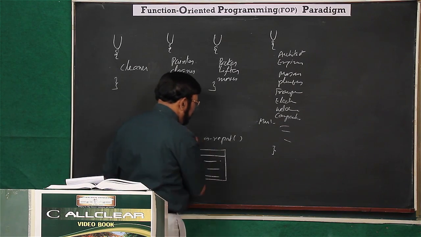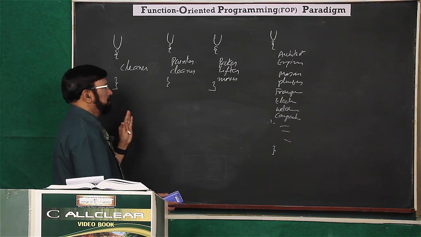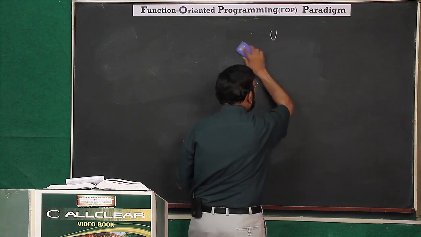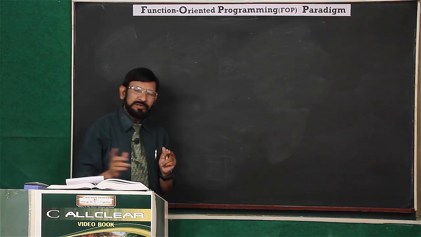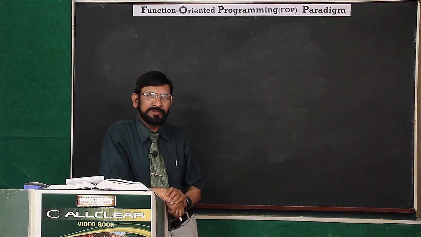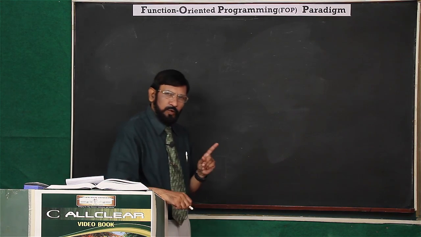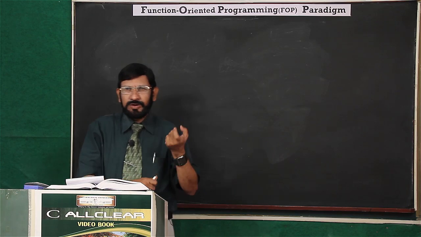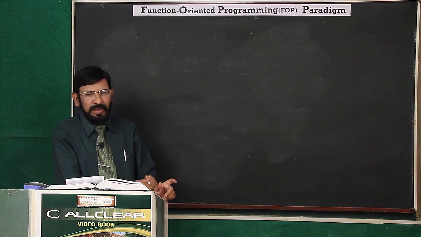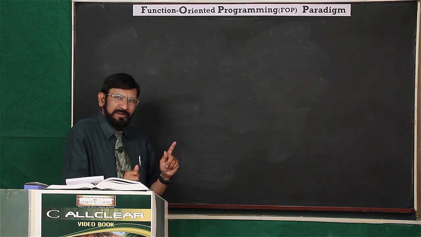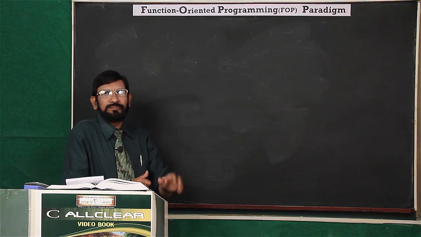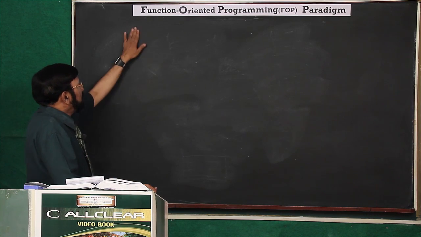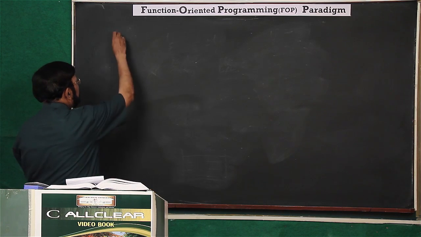So now, in order to have a clear understanding of functions, I give you some examples. C is purely a function oriented programming language. Every C program is a collection of one or more functions. That means without a function, you cannot write a C program. Every C program must have at least one function.